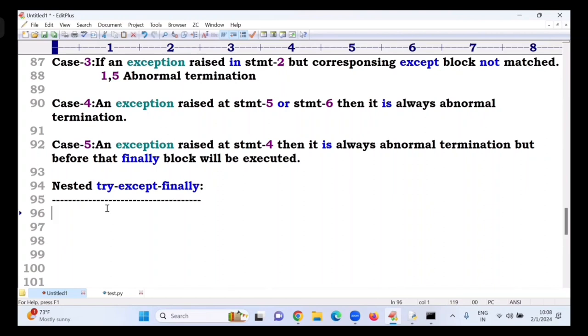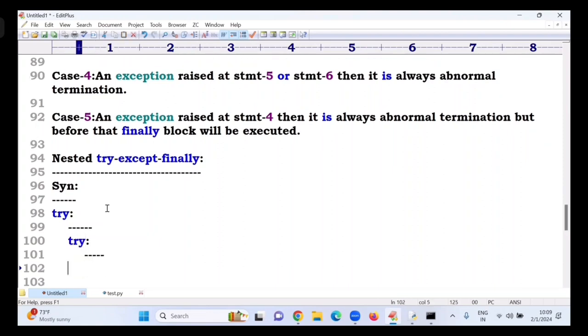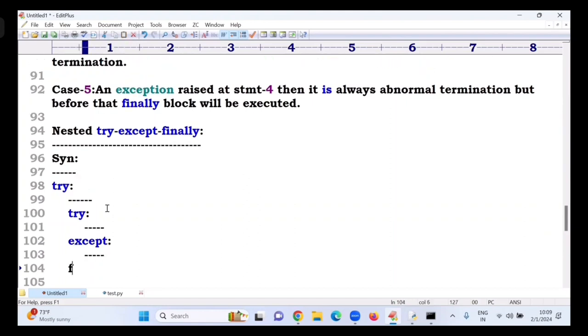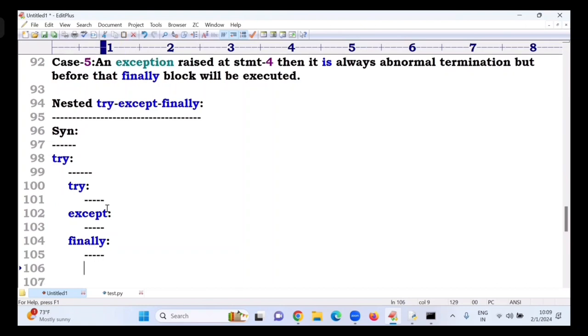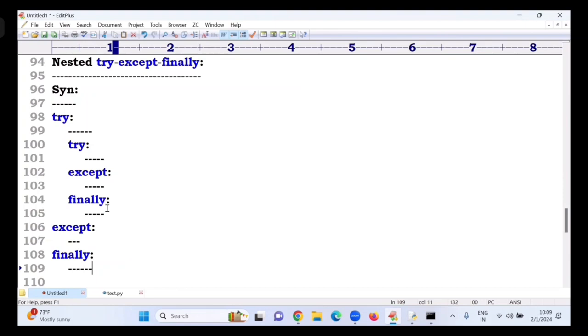Okay, for example, try block, some code is there. Again, I'm getting one more try block. For this try, one except block, some lines of code is there. For this, one finally block, some code is there. Come outside. This except block belongs to the outer except. Finally block, outer finally. This is the syntax.